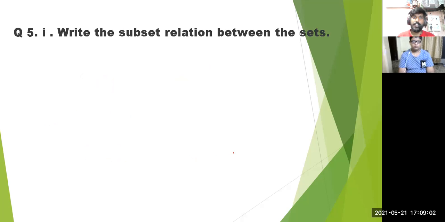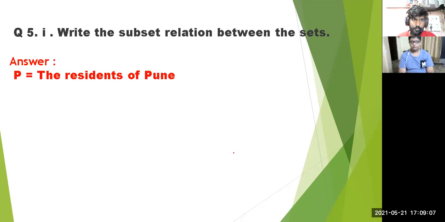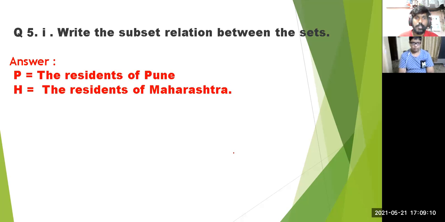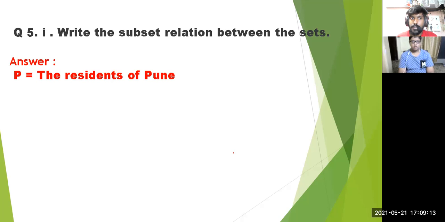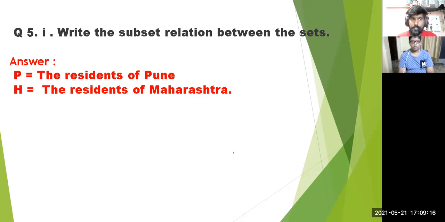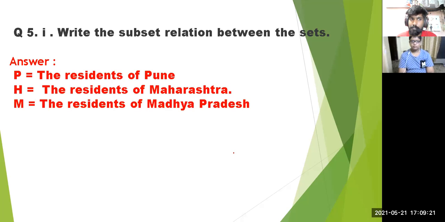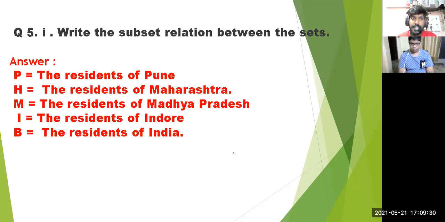Fifth question. Write the subset relation between the sets. P is the set of the residents of Pune. H, the residents of Maharashtra. M is a set that denotes residents of Madhya Pradesh. I denotes Indore. B denotes the residents of India. Now you have to tell me which set is a subset of which other set.